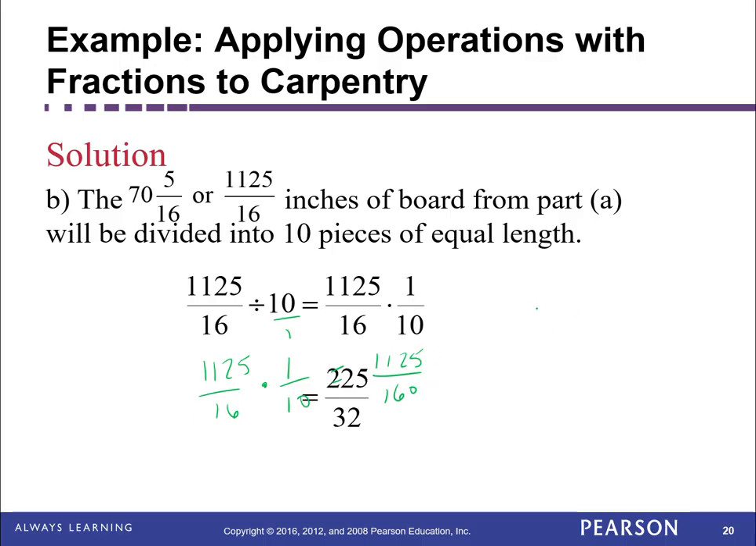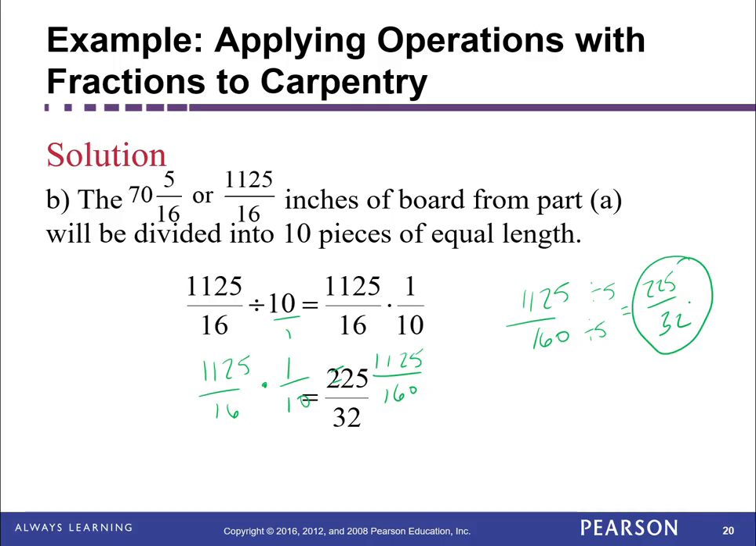Now, I need to reduce that. And when I do reduce that, I reduce it down to 225 over 32. Now, if you want to go through that reduction step, essentially what I'm canceling out of each is a 5. Because 160 divided by 5 would be the 32, and 1,125 divided by 5 would be the 225. That will bring us to that simplest form.